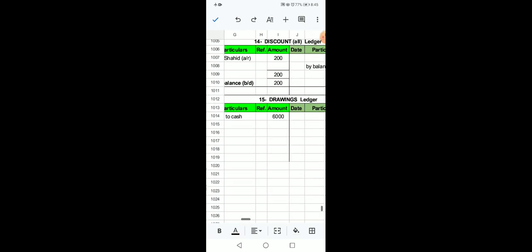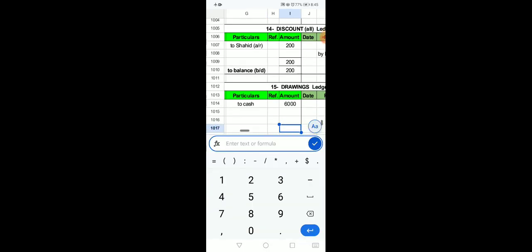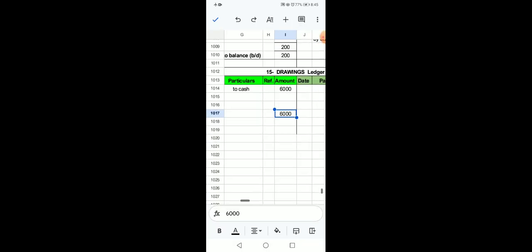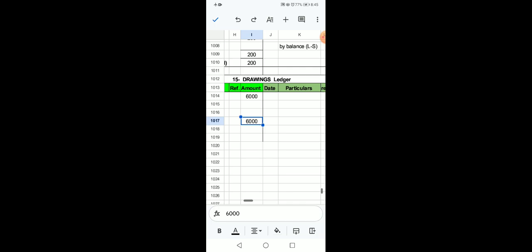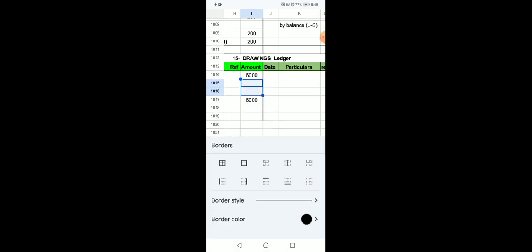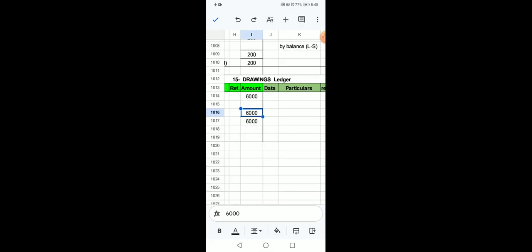For balance, as usual, you will calculate the sum of both sides. Here the sum of debit side is 6000, as there is only one amount present over here, and the sum of credit side is 0. Now make the comparison of both sums. Sum of debit 6000, sum of credit 0. Choose the larger sum, which is 6000. So you are going to put this larger sum on total of both sides, which is 6000 you have put on debit side, and the same total we are going to put on credit side as well.